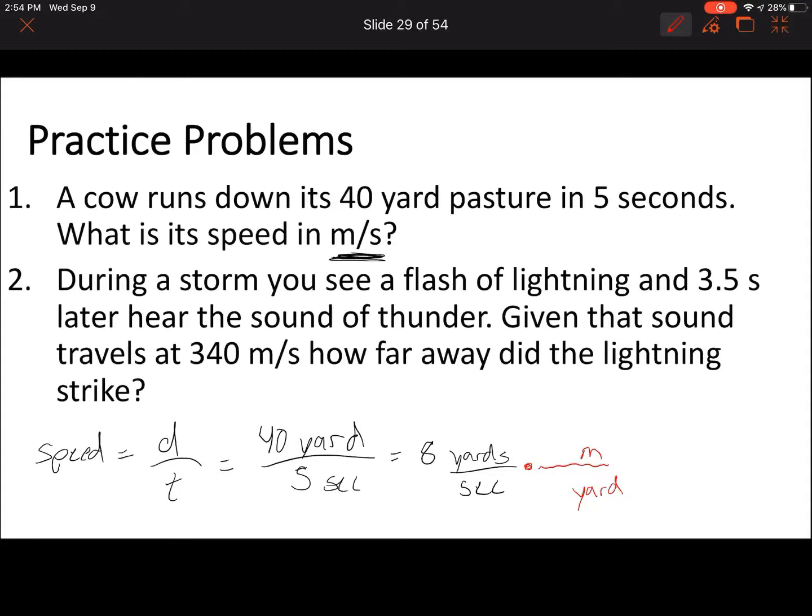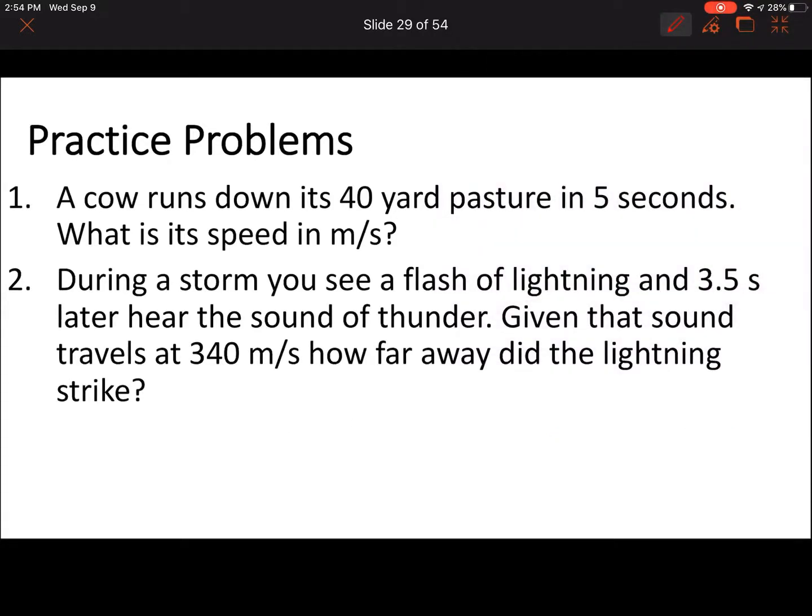And if I look up that conversion, I can find it right here. 1 meter is equal to 1.09 yards. They're very close, but not exactly the same. And notice what happens, yards cancels. I will be left with meters per second when I do 8 divided by 1.09, and I get 7.3. I'm just going to round that to 7.3 meters per second is my final answer to question 1. 7.3 meters per second.